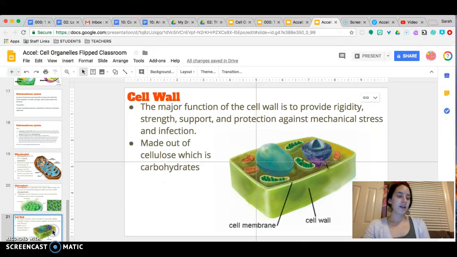Very good. Okay, cell wall. So the major function of the cell wall is pretty simple. It keeps it rigid, it gives strength, it gives support, and it actually gives it protection. And this is all made of cellulose, which is our macromolecule carbohydrate. So like you can see in this picture, we have the cell membrane, which is the really thin boundary, and then the cell wall is the outermost layer.